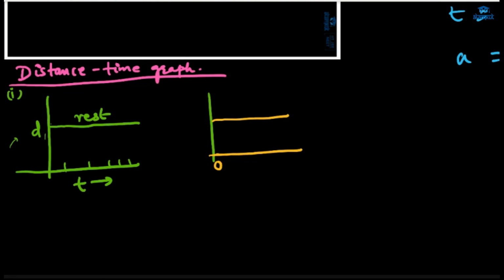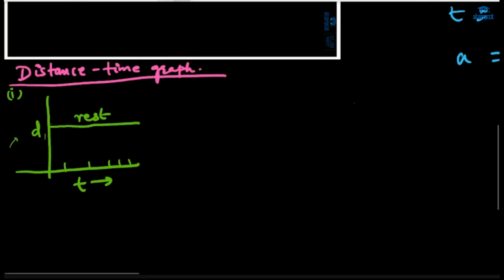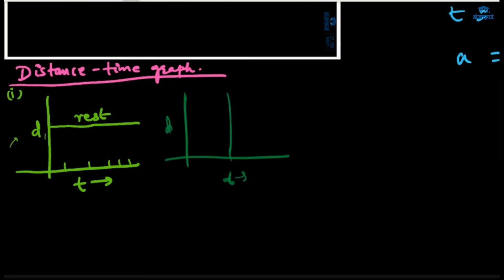Have you got it, Shalia? Razi, you got it? That the body is in rest. If you are given a distance time graph that is parallel to the X axis, then the body will be in rest. Now, if you get a graph like this, this is your time axis, this is your distance, and you have got the graph like this. What do you think it's telling? Do you think it's telling correct or not?